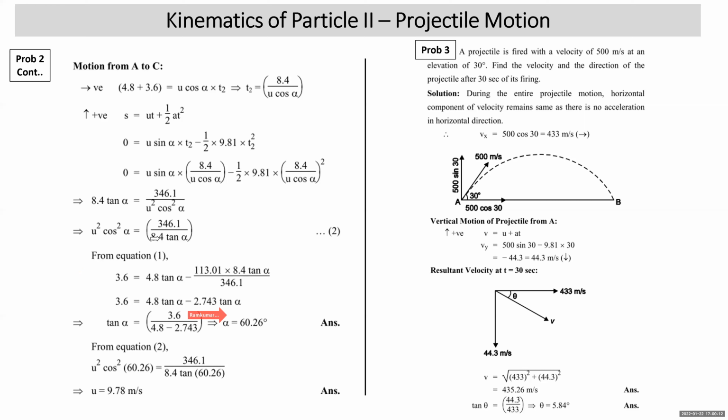Then substitute the value of alpha in equation number 2, and you get the value of U, that is the least velocity with which the projectile should be thrown for the given conditions. So here you can see, students, we have written equations of rectilinear motion in horizontal and vertical directions from A to B and then from A to C. You got two simultaneous equations in terms of U and alpha, and by solving the two equations, you got U and alpha.